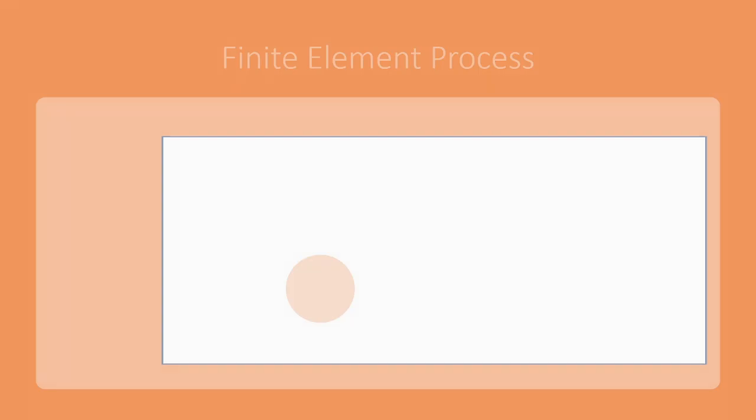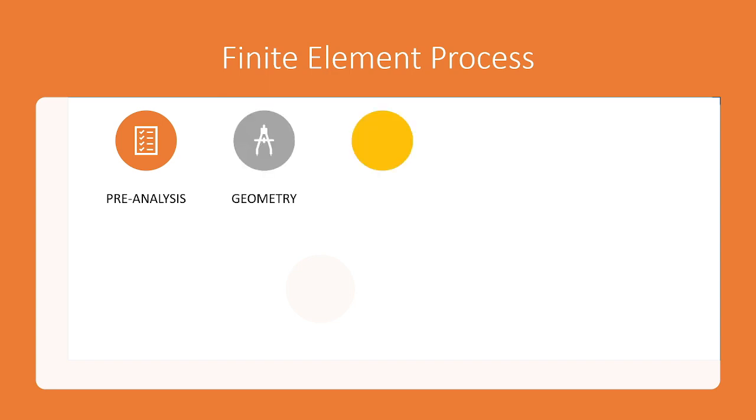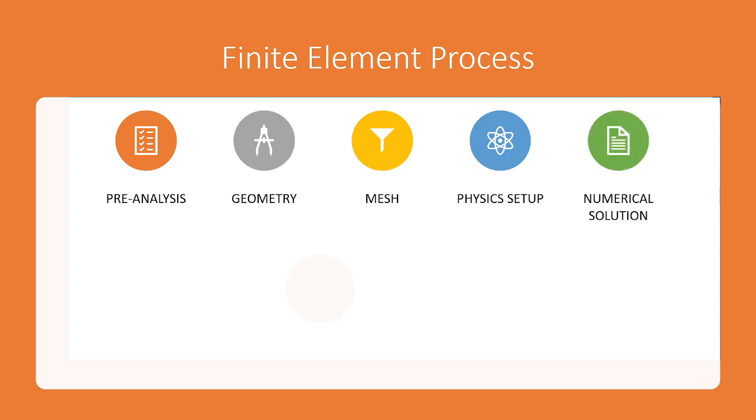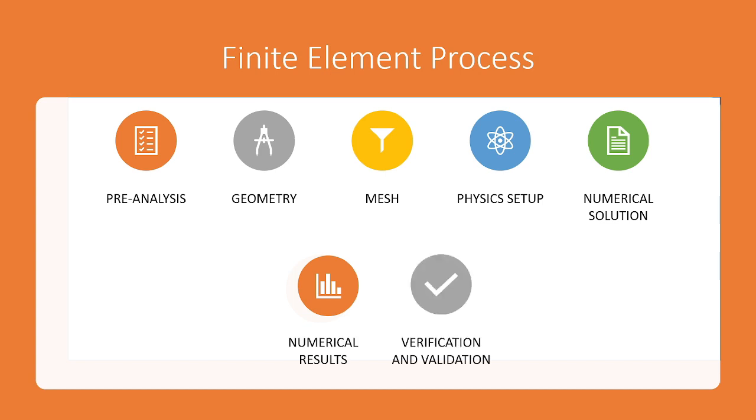The finite element process is a series of steps we take to analyze a structure's behavior. These steps include pre-analysis, geometry, mesh, physics setup, numerical solution, numerical results, verification and validation. Each step is important to understand the concepts and obtain accurate results. Let's take a brief look at each step.